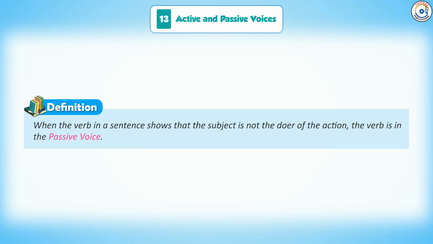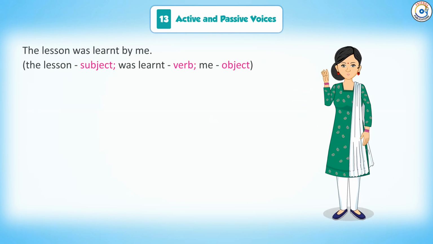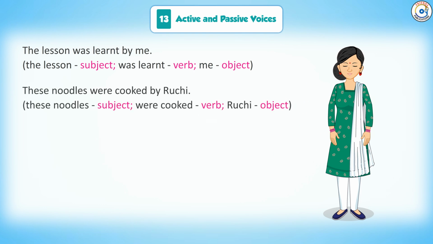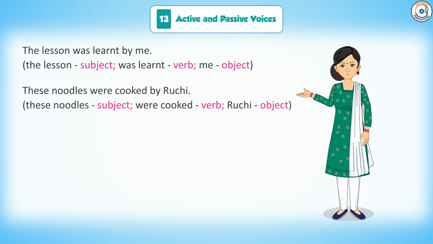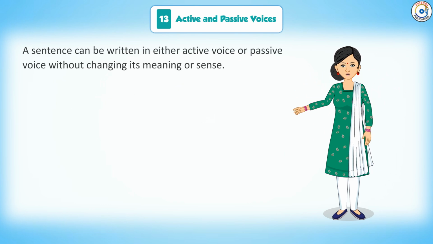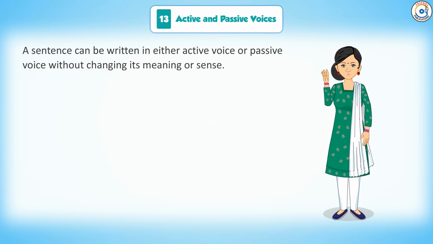Definition. When the verb in a sentence shows that the subject is not the doer of the action, the verb is in the passive voice. The lesson was learnt by me. The lesson, subject. Was learnt, verb. Me, object. These noodles were cooked by Ruchi. These noodles, subject. Were cooked, verb. Ruchi, object. A sentence can be written in either active voice or passive voice without changing its meaning or sense.